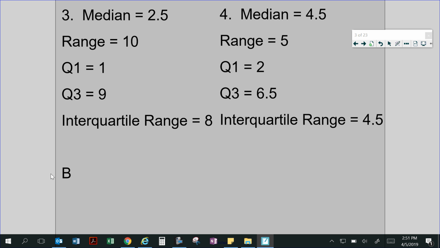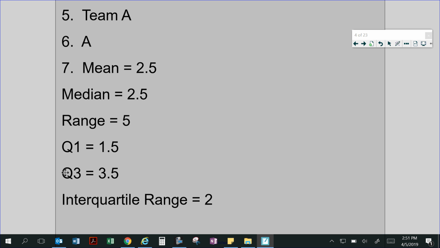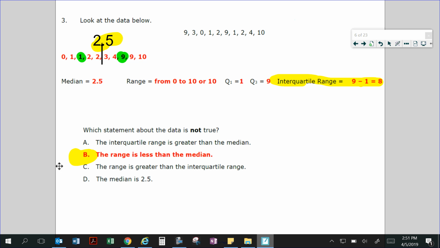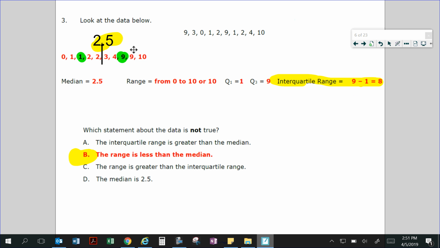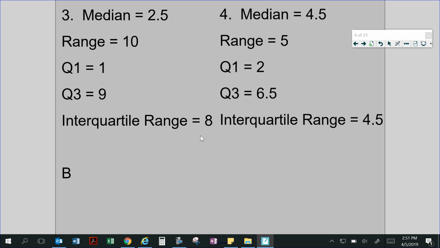And I have a letter B here. I have no idea why there's a B there. Was it a multiple choice? Oh, yeah, it's B. The range is less than the median. Is that true? The range is less. Oh, which one is not true? Okay, I got it.